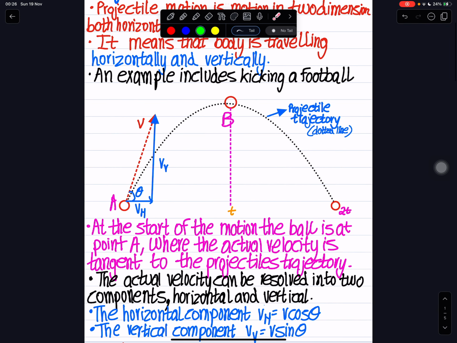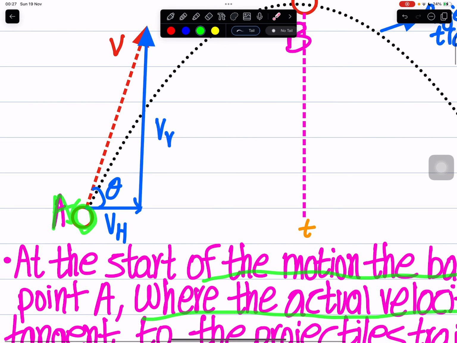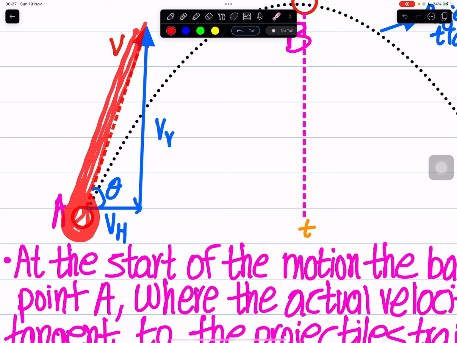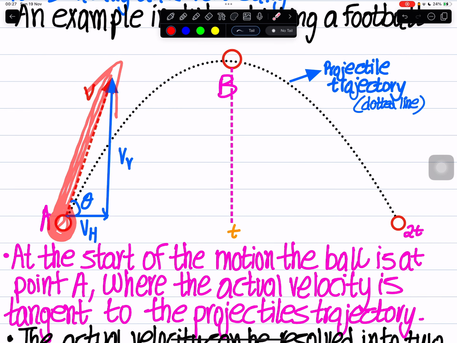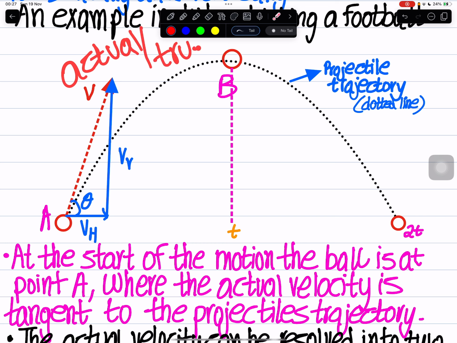So at the start of the motion, the body is at point A, where the actual velocity is tangent to the projectile trajectory. So the velocity of the ball at point A is tangent to the curve, the projectile's trajectory, right? So over here, this is tangent, and this is called the actual or true velocity. So the true velocity is always tangent to the projectile's trajectory.